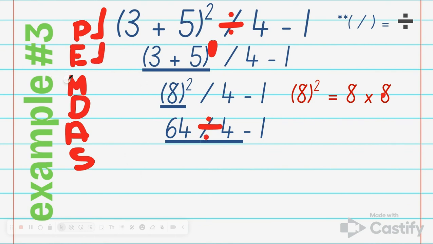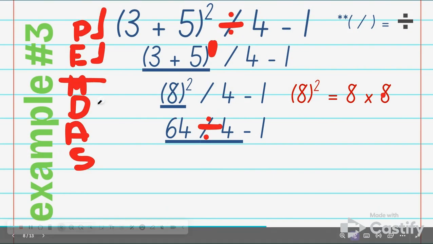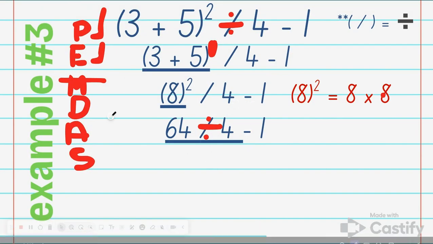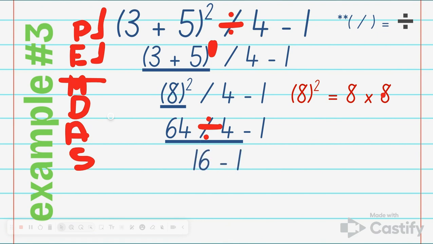Is there any multiplication? I don't see any multiplication. That's great. Oh, there's the division. We need to do our division before we do our subtraction. So 64 divided by 4, that's going to get us to 16. 16 minus 1 is going to be 15. You guys are killing it.